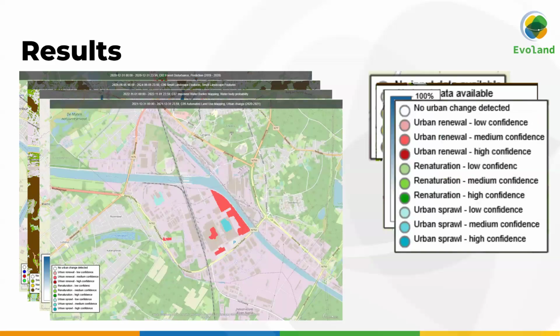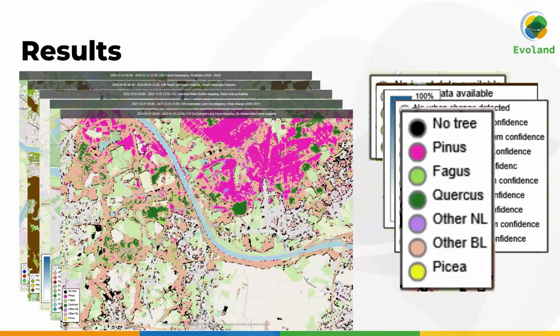Here, an example of automated land use mapping and urban change. So again, we first map the land use, and then by comparing different dates and the mapping results, try to analyze what changed. This is also at a 5-meter resolution. And then the last example is an on-demand land cover mapping, where in the final results, we will have 9 forestry classes at a 10-meter resolution.